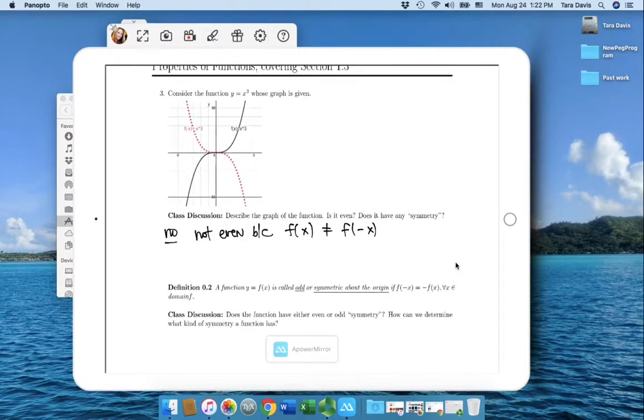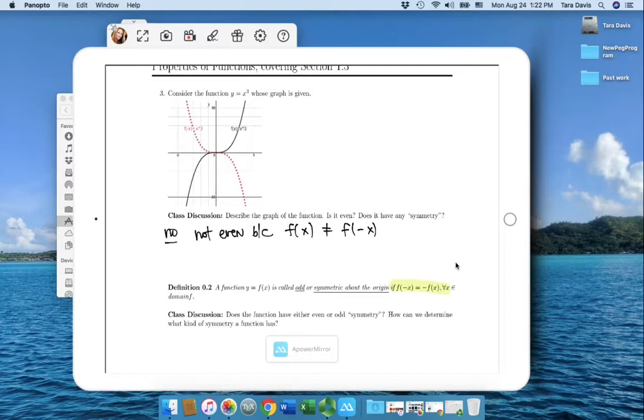But it does have some kind of a nice symmetry. It's a little bit weird symmetry to describe, but this is called odd or origin symmetry. You can see the definition 2 there. This is when f of minus x equals minus f of x for all x.